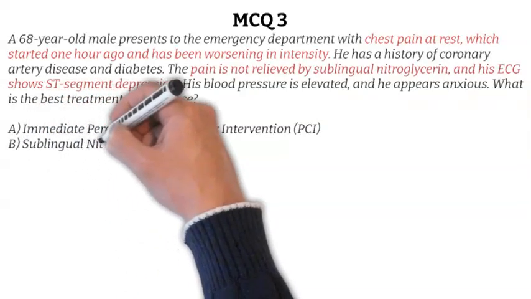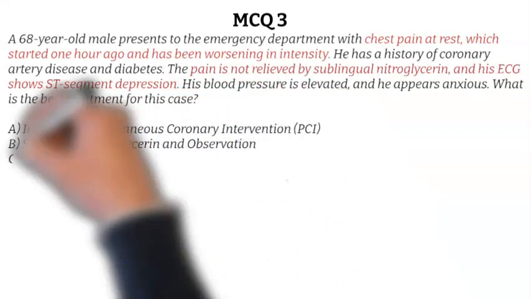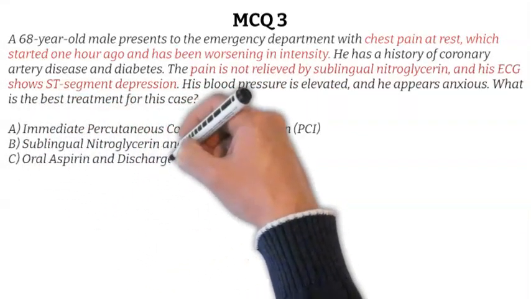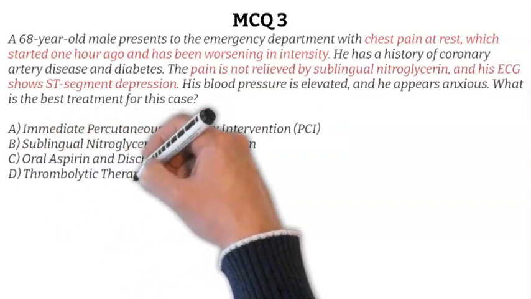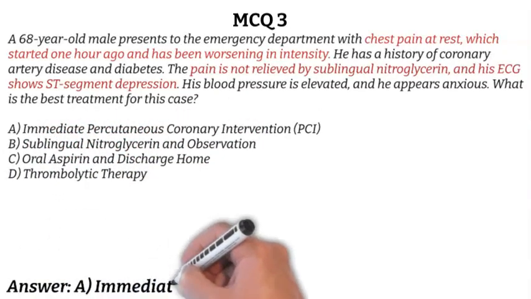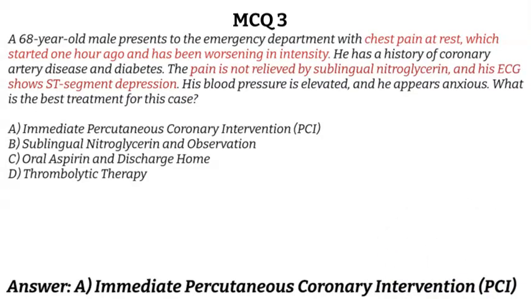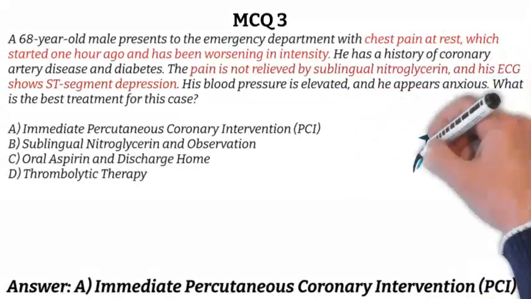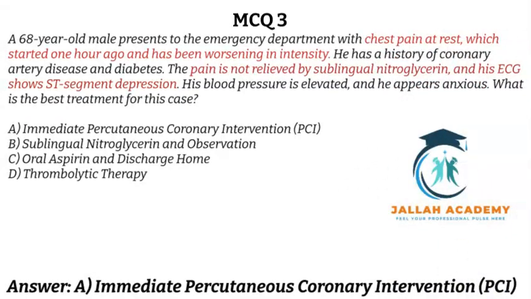How long is that? 1 hour ago is 60 minutes. So for PCI, within less than 90 minutes, you have to do the PCI, percutaneous coronary intervention, because it's 1 hour. So it fits the criteria for PCI.